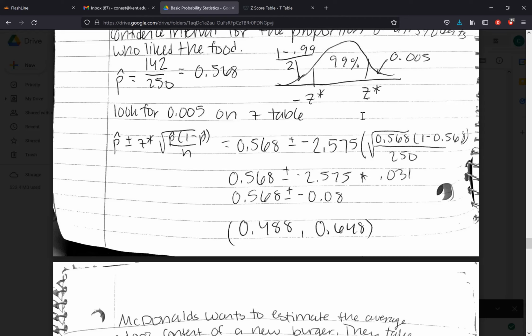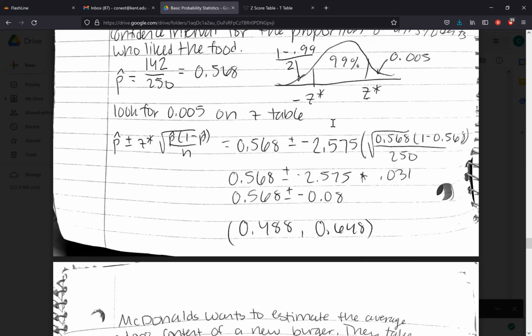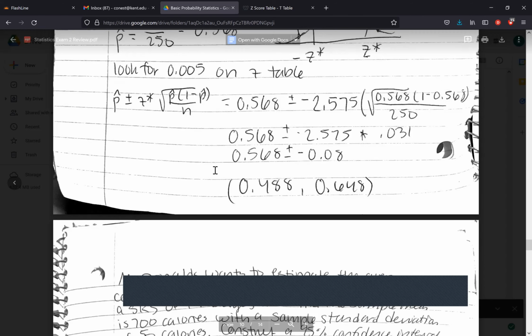That's what I've done. So you just plug all the numbers in. So our p-hat is 0.568, and then we do plus or minus that z-score, minus 2.575, and then we're multiplying it by the square root of 0.568 times 1 minus 0.568 divided by 250. And once you do that, you get 0.568 plus or minus negative 0.08. So the confidence interval we constructed is between 0.488 and 0.468.